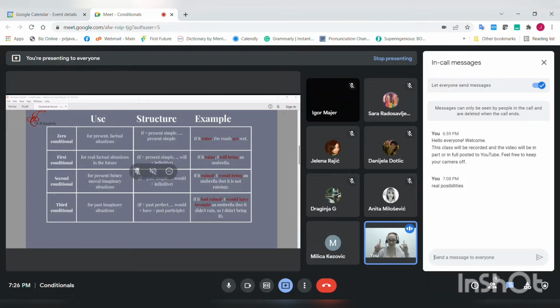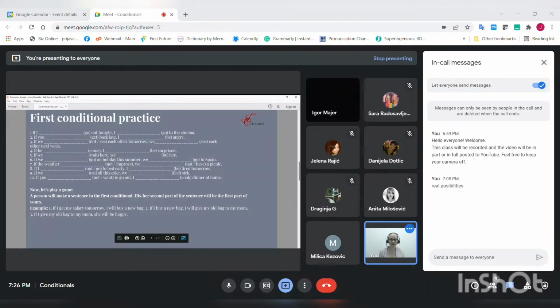As I said, take a screenshot if you think you're going to forget something, and we can move on to do further practices. Any questions before we move on? Okay, moving on. Here you have a more, let's say, controlled practice. Everybody gets one, and then we play a game. Igor, let's do number 1. This is the first conditional. So if I go out tonight, I will go to the cinema.